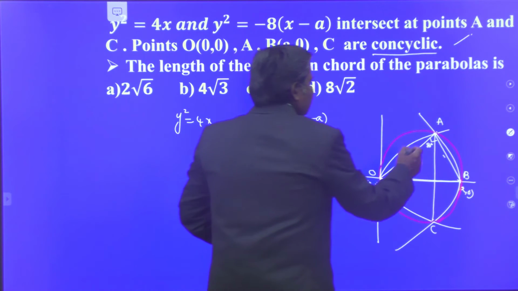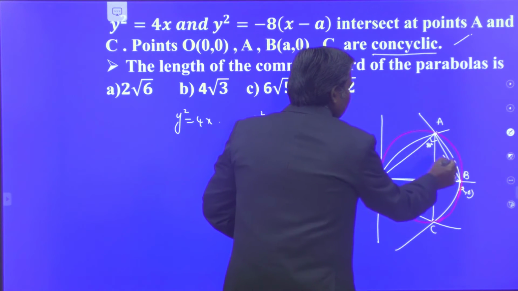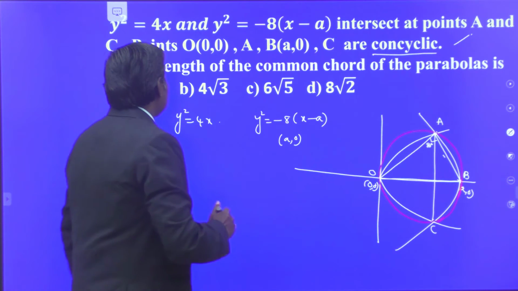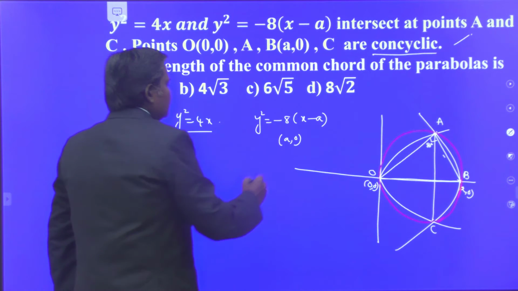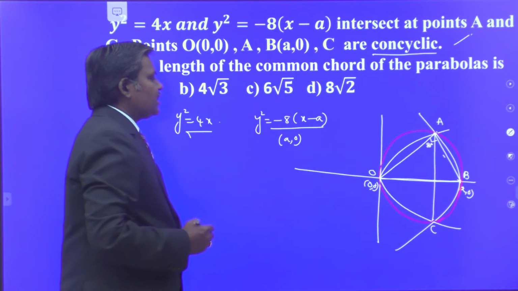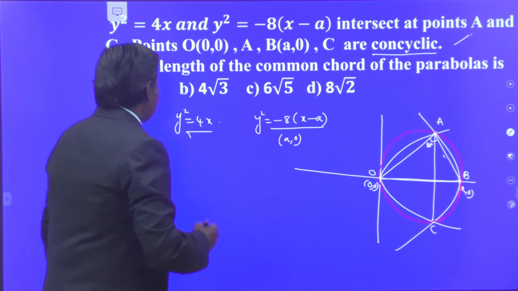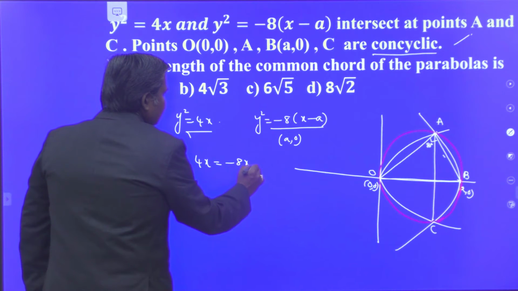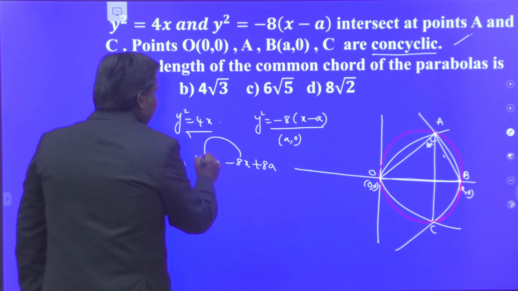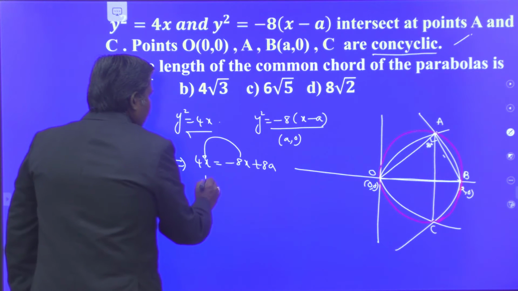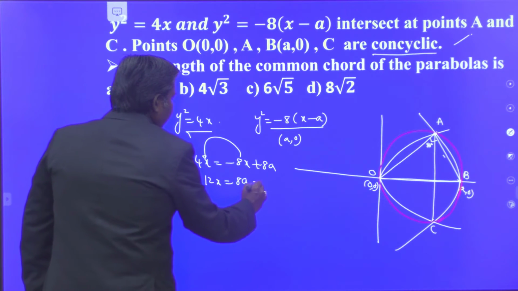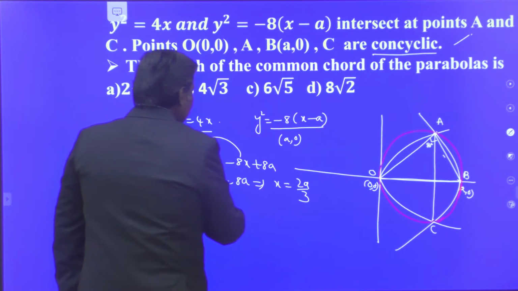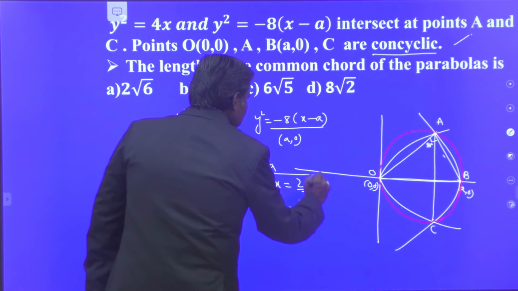My dears, first of all, we solve both curves, that is both parabolas. Immediately we obtain the coordinates of A and C. So what is the first equation? y square equal to 4x, and the second one is y square equal to minus 8 times (x minus a). Equate both y square values. What do we obtain? 4x is equal to minus 8x plus 8a. Take this one to the left side. 12x is equal to 8a, which implies x is equal to 2a by 3. 4 2's, 4 3's. You have the value of x in this manner.